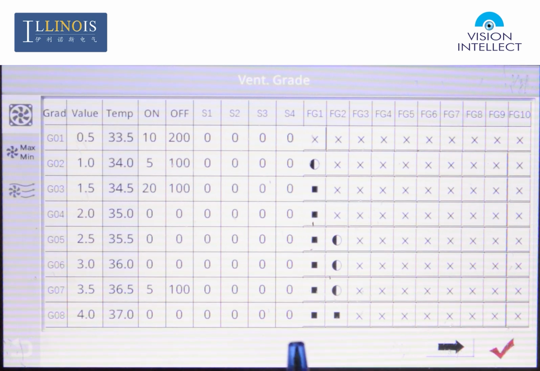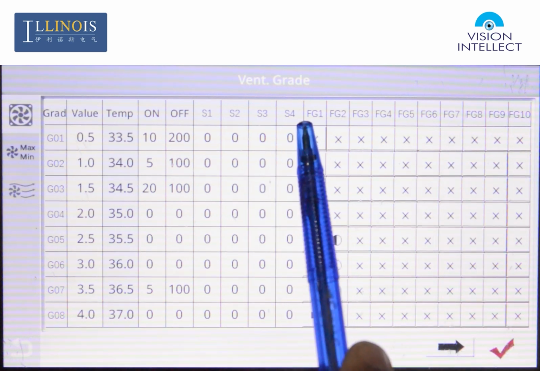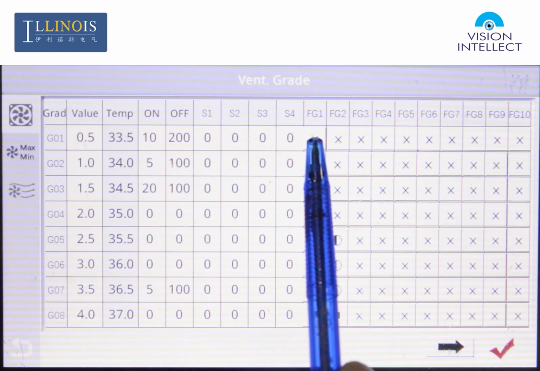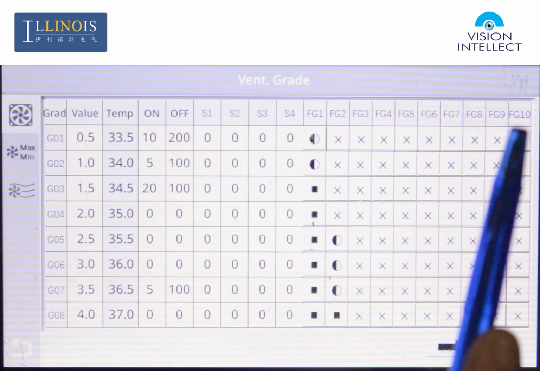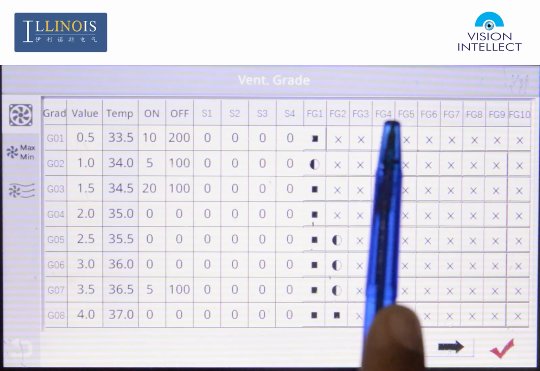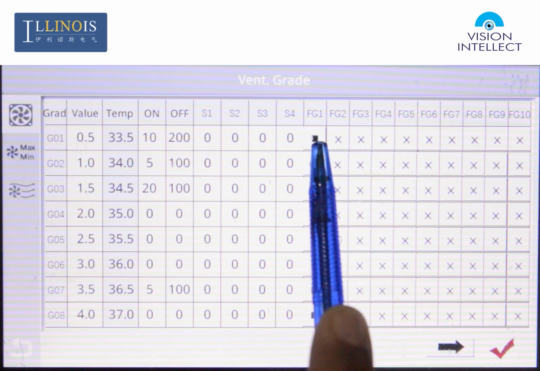The last 10 columns indicate the fan groups. As you can see, there are 10 fan groups. One fan group can be connected to multiple fans. Each column indicates a separate fan group. Cross icon means this fan group will not run, half black circle indicates this fan group will run on timer, and the square icon means the fan group will run continuously.